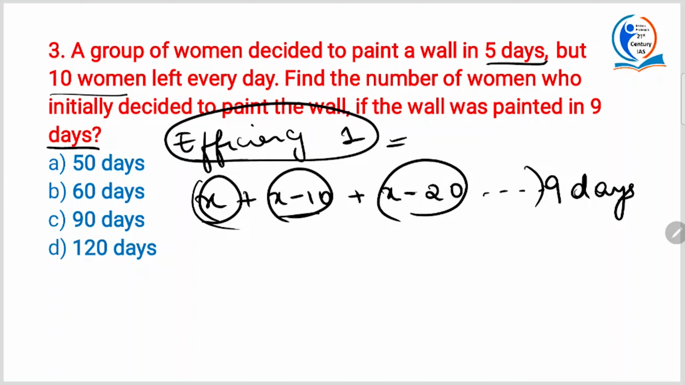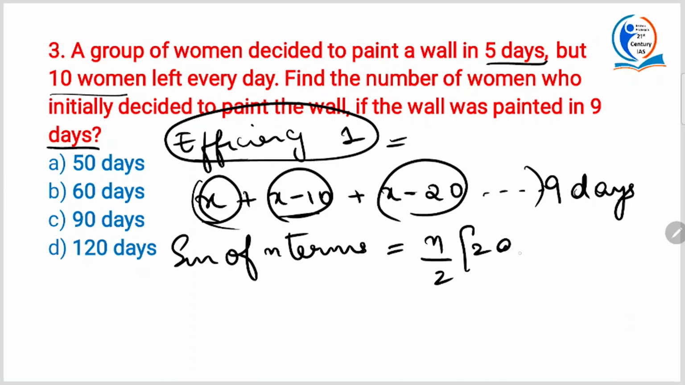Okay, so we know that the sum of n terms of an AP or arithmetic progression is equal to n by 2 into 2a plus n minus 1 into d. Alright, so what is n here? Number of terms of whose sum you have to calculate. A is the initial term and d is the common difference.